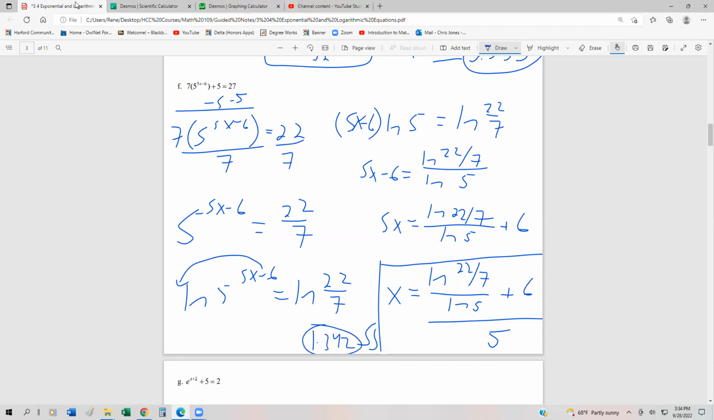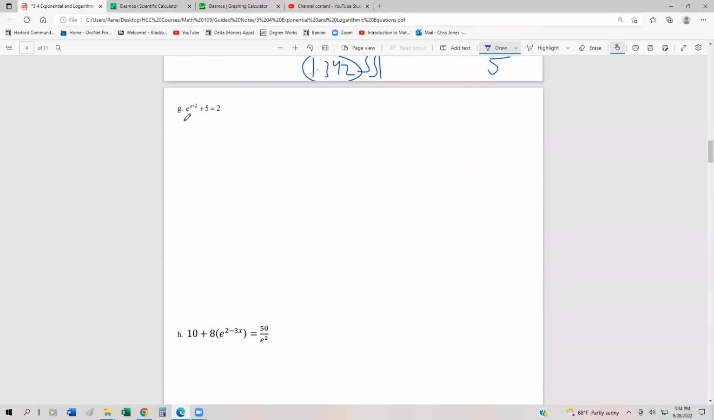All right, so we can also try to solve exponential equations that have the natural exponential base. Okay, and these look like they're pretty tough, but actually these are easier than the other ones. So we have e to the x plus 2 plus 5 equals 2. So what I'm going to do is start by taking the 5 from both sides and subtract it. So I get e to the x plus 2 is equal to negative 3.